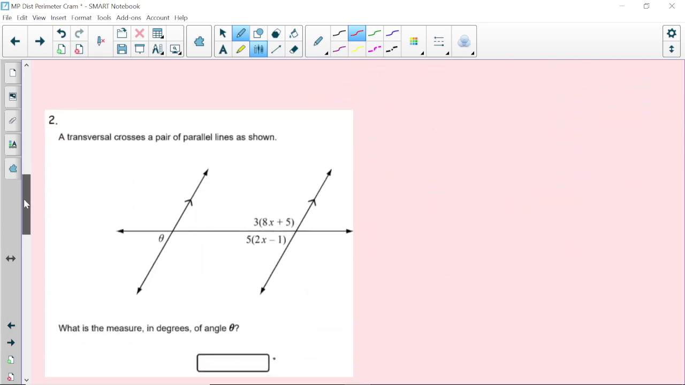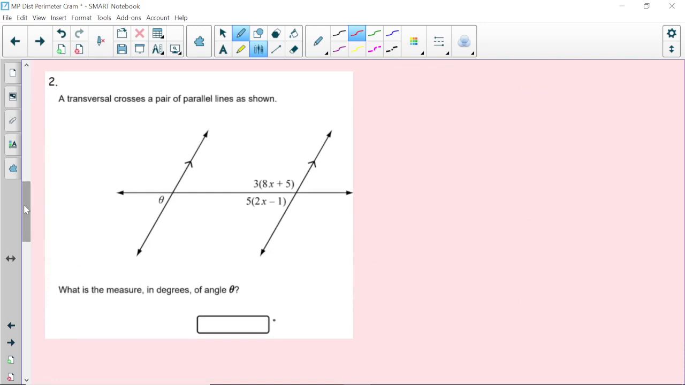All right, so moving right along to number 2, we've got a transversal that crosses a pair of parallel lines as shown. This time, we're not looking for x, we're looking for the measure in degrees of angle theta. So we're looking for theta, which is this guy right here on the left side of our transversal and parallel lines.